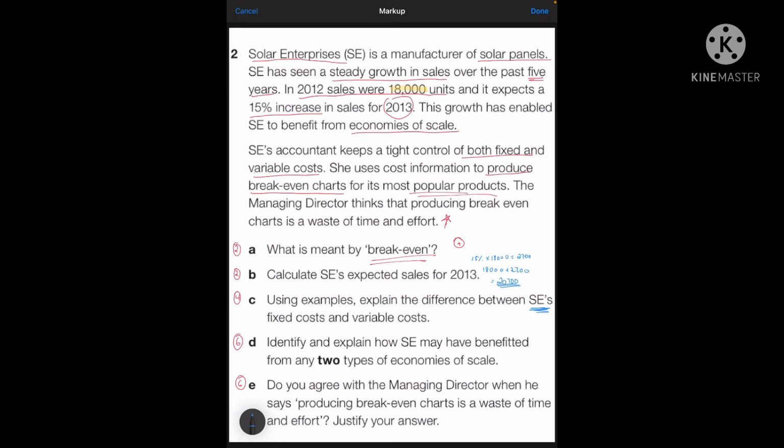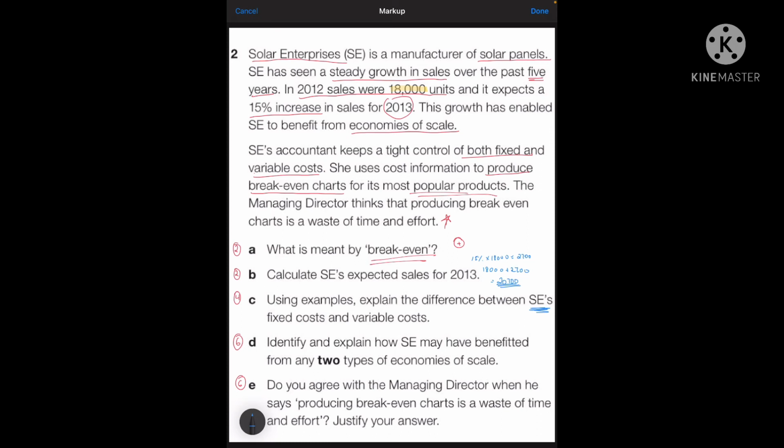Then for D, identify and explain how SE might have benefited from any two types of economies of scale. Now this is a 6-mark question. So you can mention any two economies of scale. Maybe it will be purchasing economies of scale, financial economies of scale, or it could be marketing economies of scale. So any of this kind of type of economies of scale, you can mention it over here. First, explain what is each of them.